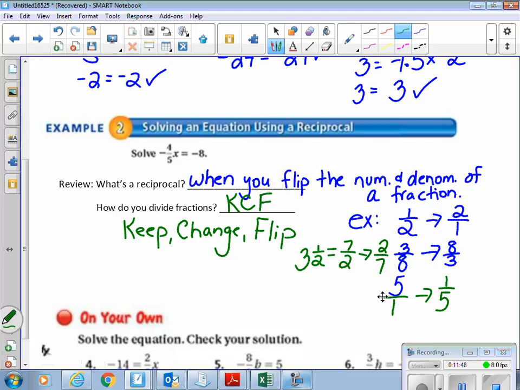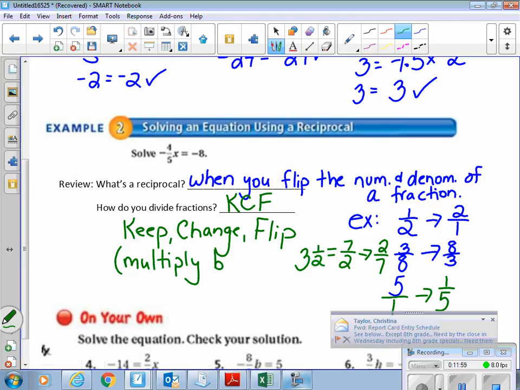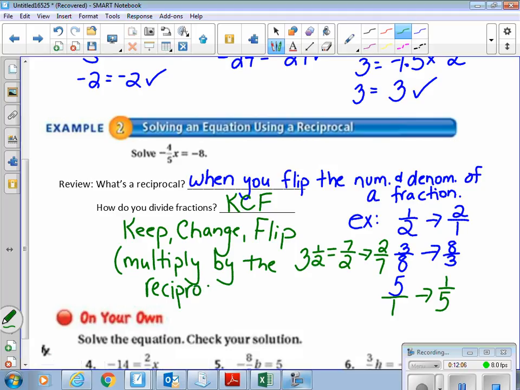You change from division to multiplication, and then you flip. So really what we're doing here is we are multiplying by a reciprocal. Right? That is how we actually divide fractions. Multiply by the reciprocal. And the way to help us to remember that, we say keep, change, flip. So let's take a look at this first example up here.